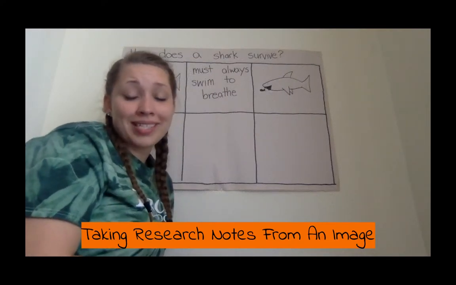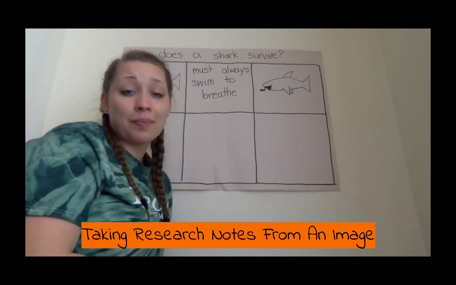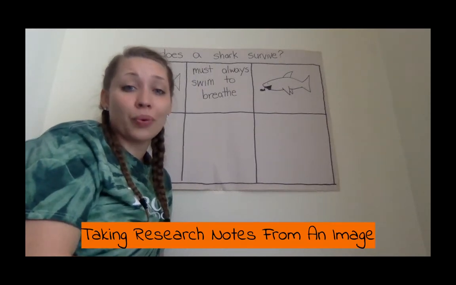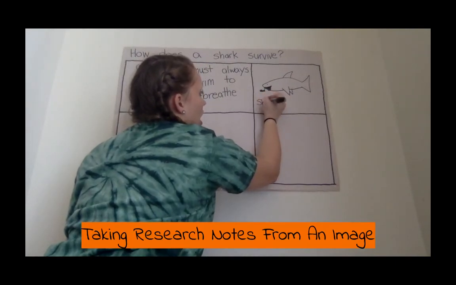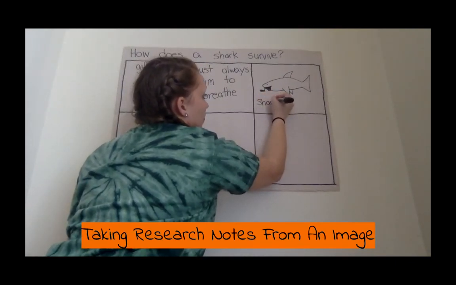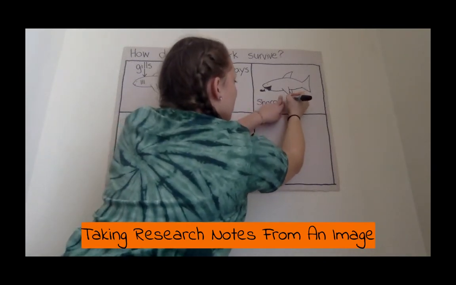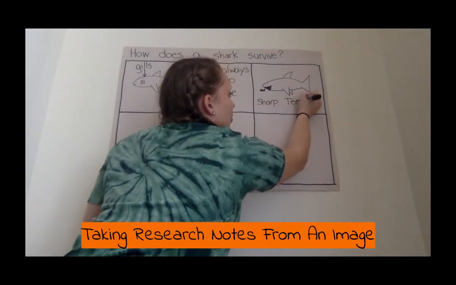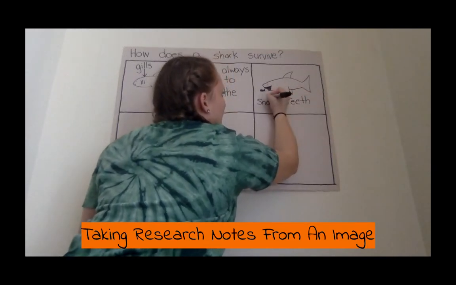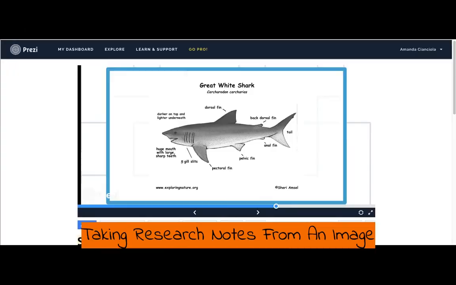Now, I'm going to sound out the words sharp teeth. As I do, tell me the letters you hear, and I'm going to record them. Sharp teeth. E. And I'm going to draw an arrow so I know where its sharp teeth are.